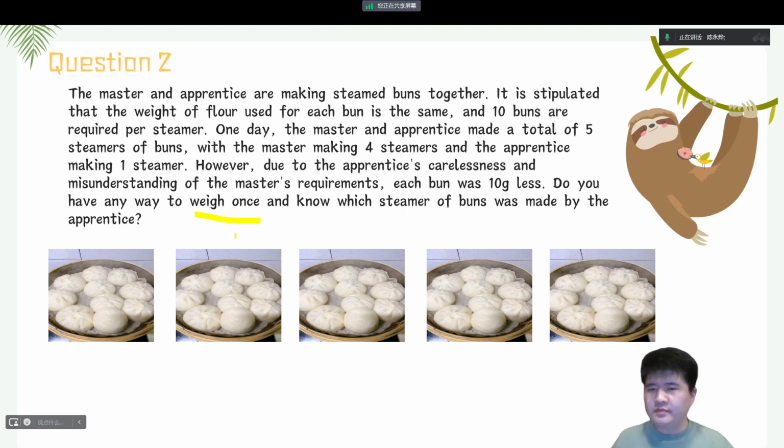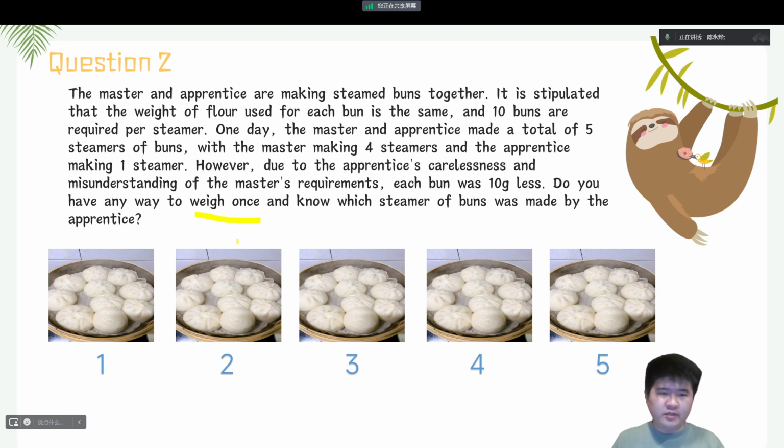Now we find that they look exactly the same. So we should create the difference within them. For these steamers, they have 10 buns each. What about we pick a different amount of buns from each? For example, from the first steamer, we take 1. From the second, we take 2. From the third, we take 3. From the fourth, take 4. From the fifth one, we take 5. And then there are 15 buns. For these 15 buns, we weigh them at the same time.